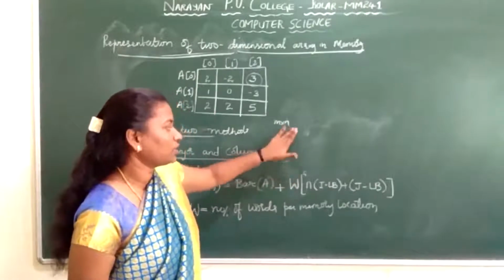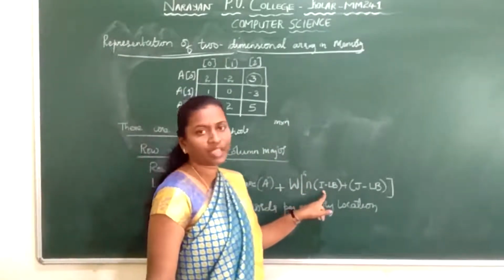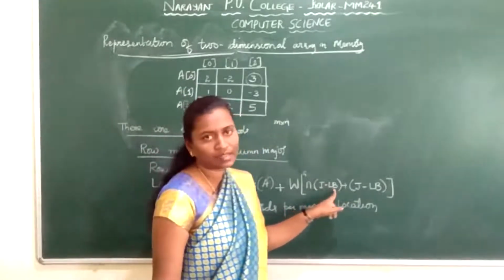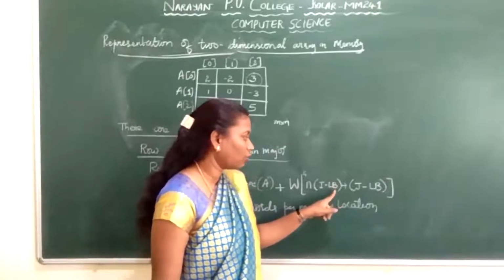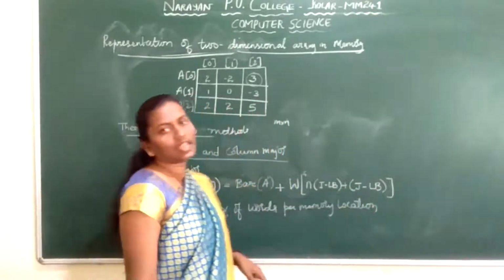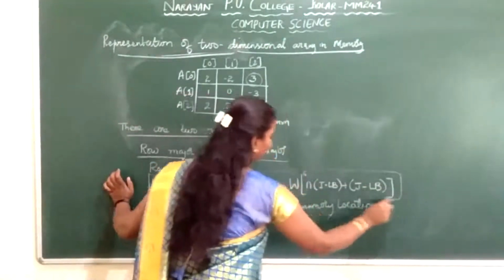Since it's a row major, we have base A plus W, N into I, where I stands for the ith row, jth column. I minus LB, where LB stands for lower bound, plus J minus LB. This is the jth column minus LB. So this is the formula to calculate the given location.